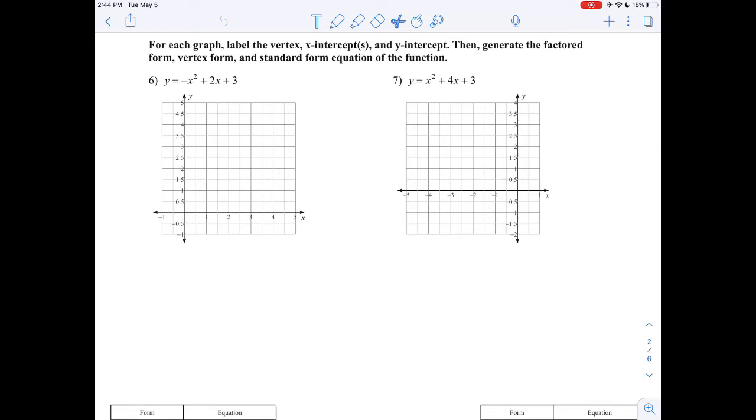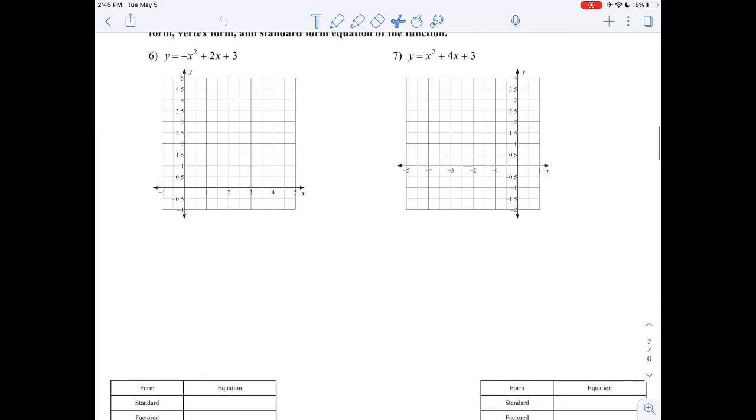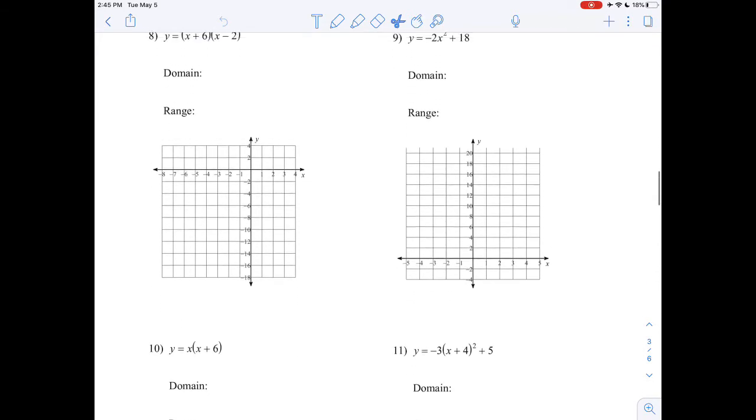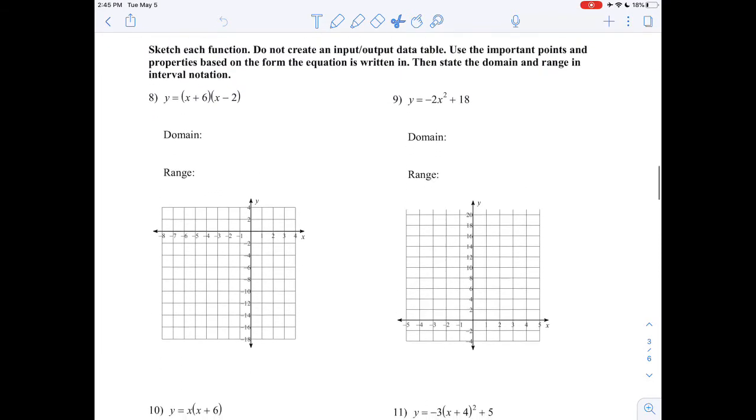6 and 7 are really just an extension of 12.2 to give you another chance to convert between all forms and identify important points to plot. Now 8, 9, 10, and 11, you will be asked to sketch each function without creating an input and output data table. So you want to use the important points based on the function and the form it's given in, and state the domain and range.